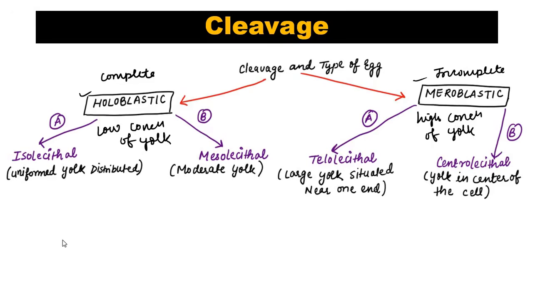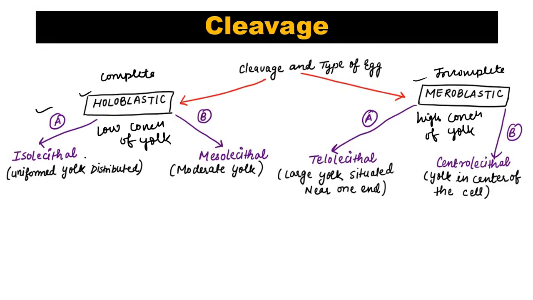Okay, so now let's focus on the egg or the distribution of yolk. The holoblastic cleavage is further divided into two categories depending upon the amount of yolk, right? So the first category is isolecithal. Isolecithal egg means that the egg is going to have a uniform distribution of yolk throughout the egg. Make sure isolecithal is a condition of the egg, not of the cleavage. Okay, it is representing the condition of the egg.